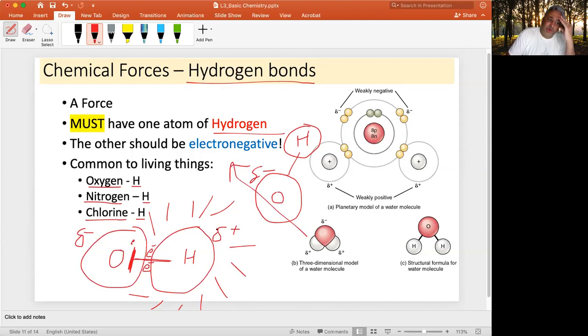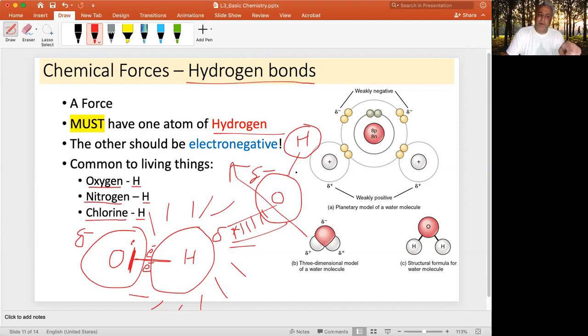There will be a small attraction between the positive charge of the hydrogen and the negative charge of the oxygen, as long as the distance is appropriate. And as that molecule gets closer and closer, that force builds up. That force is indicated like this, by a dotted line or a striped line, to indicate that it's a fleeting, temporary force. And that is a hydrogen bond right there, right?